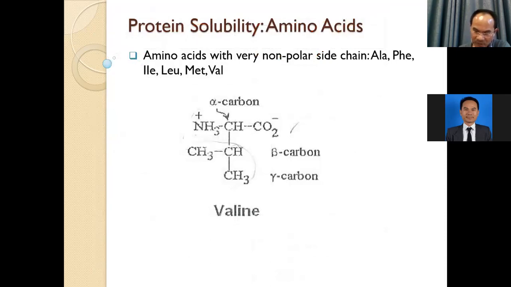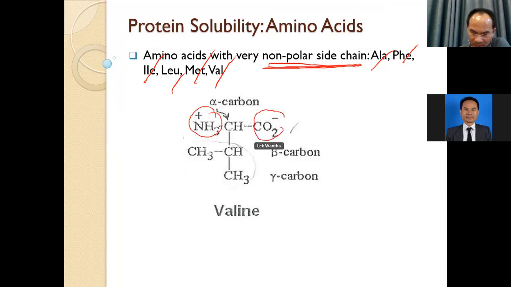This shows you the group of amino acids with a non-polar side chain. Alanine, phenylalanine, isoleucine, leucine, methionine. These are examples of the non-polar side chain. We consider the side chain. For this case, we have the amino group and carboxylic group, and the side chain is non-polar, for example valine.